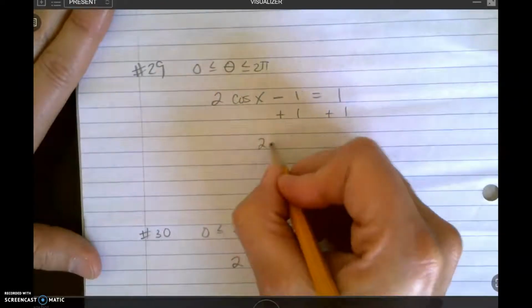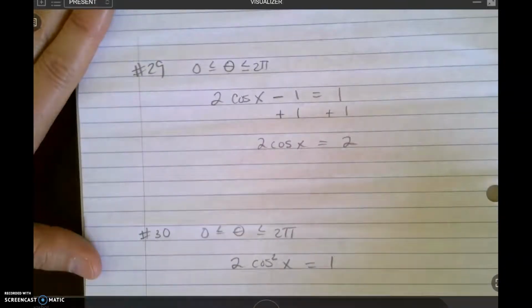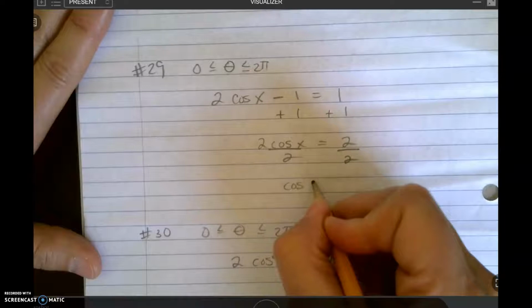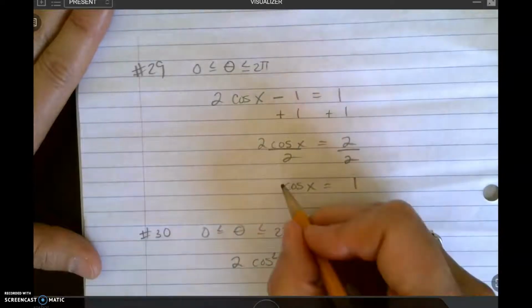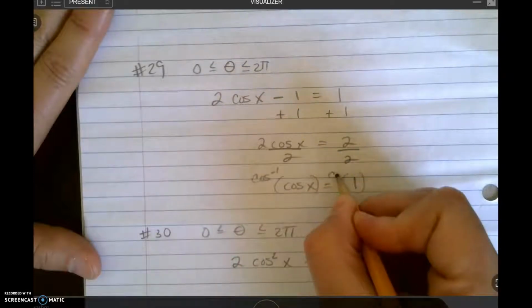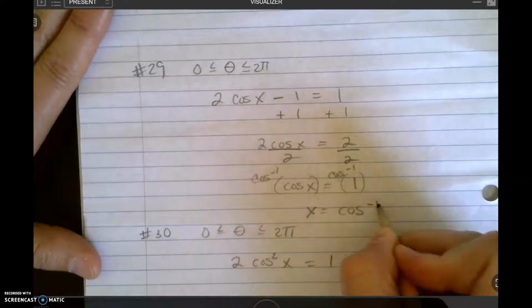2 times the cosine of x then equals 2. And then I'm going to divide both sides by 2, and I get that the cosine of x equals 1. I take the inverse of each side, and I get that x equals the inverse cosine of 1.